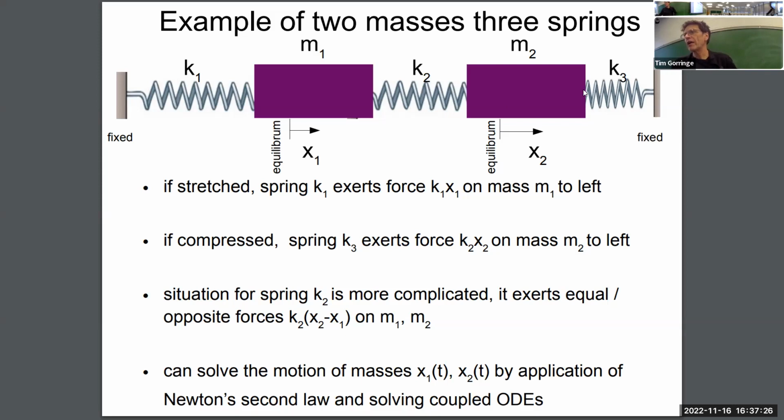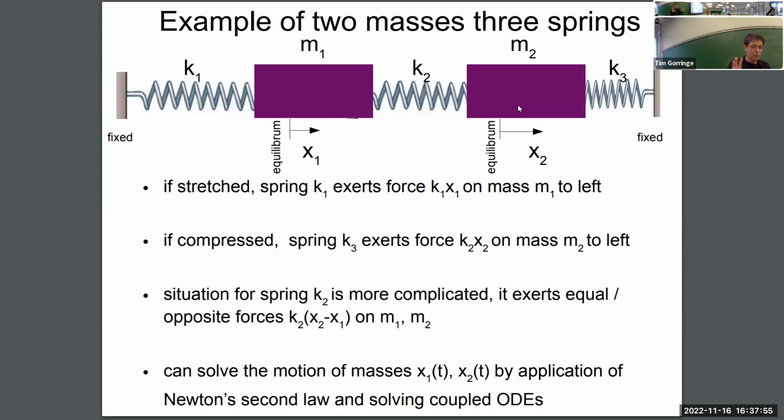Over here on the right, if I pull the masses towards the right, it's going to compress the spring on the right, so spring 3. And so spring 3 will exert a force on the right-hand mass. This should be K3 x2. It will exert a force on the right-hand mass towards the left.